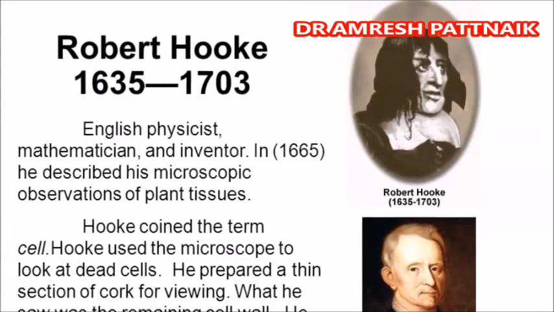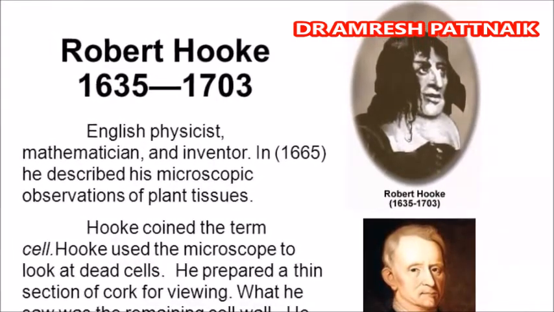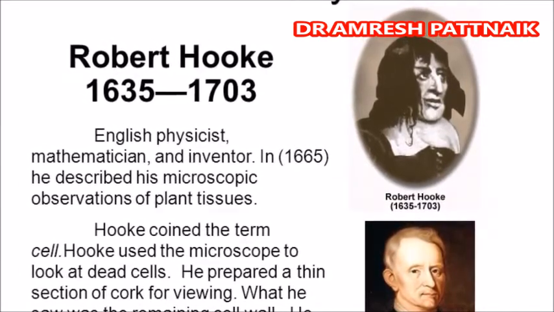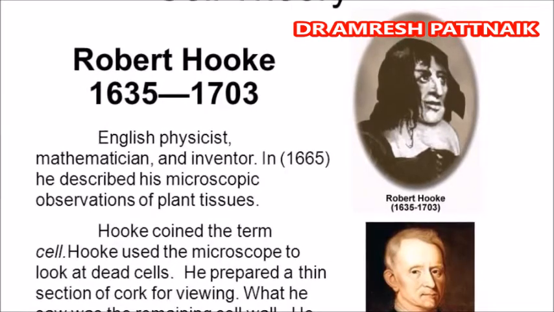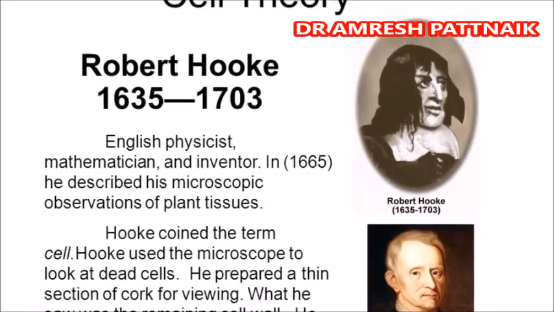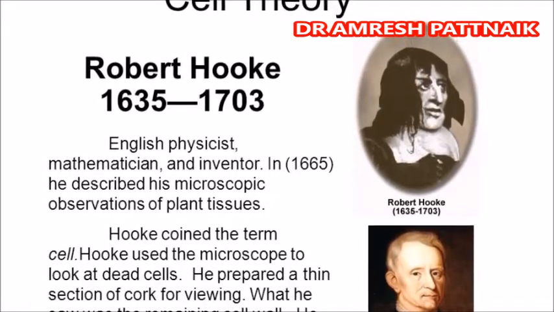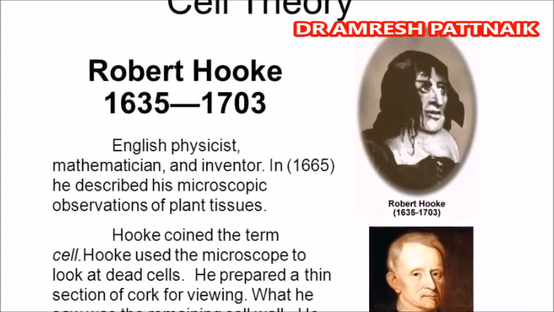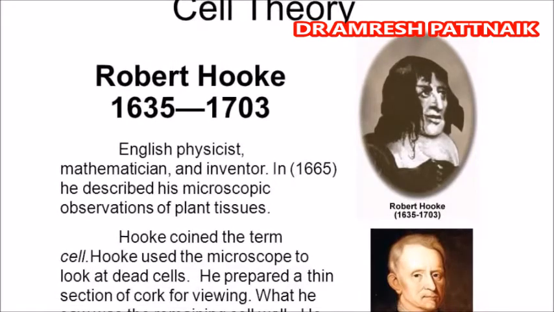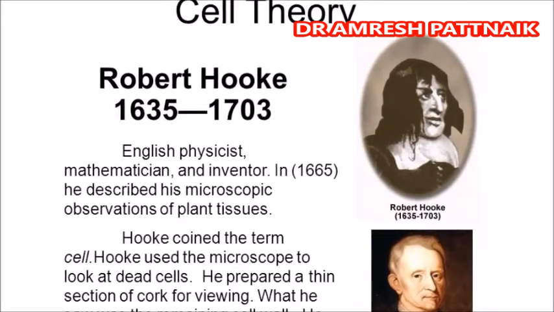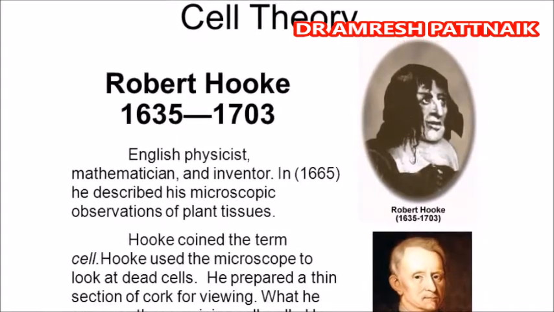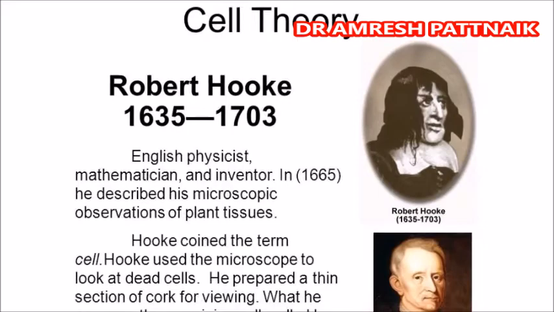Robert Hooke was an English physicist, mathematician, and inventor. In 1665, he described his microscopic observations of plant tissues and coined the term cell. Hooke used the microscope to look at dead cells, and he prepared thin sections of cork for viewing. He published a book known as Micrographia, in which he wrote all his research findings. He died in 1703.